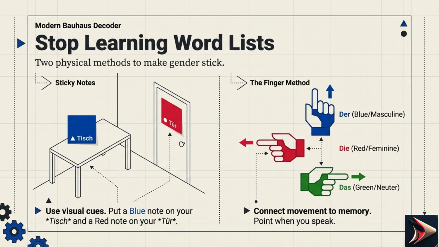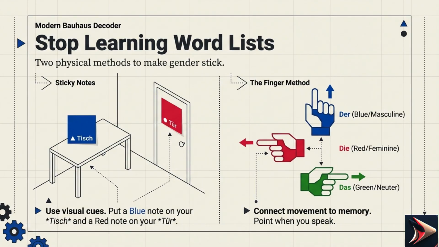Always together. Second, get physical with it. Use blue, red, and green sticky notes to label things all around your house. And finally, try this thing called the finger method. When you see an object, say its German name and point. Point up for der, left for die, and right for das. Connecting the word to a physical action builds these incredibly powerful memory pathways in your brain.